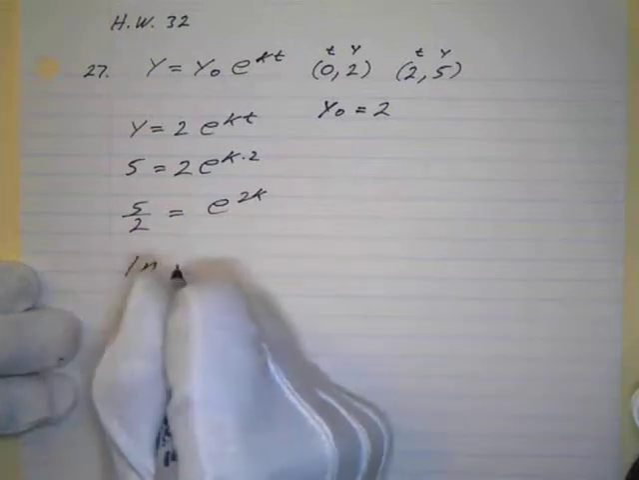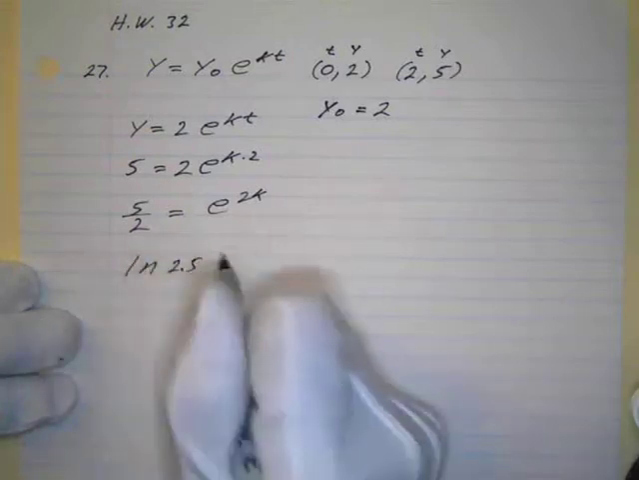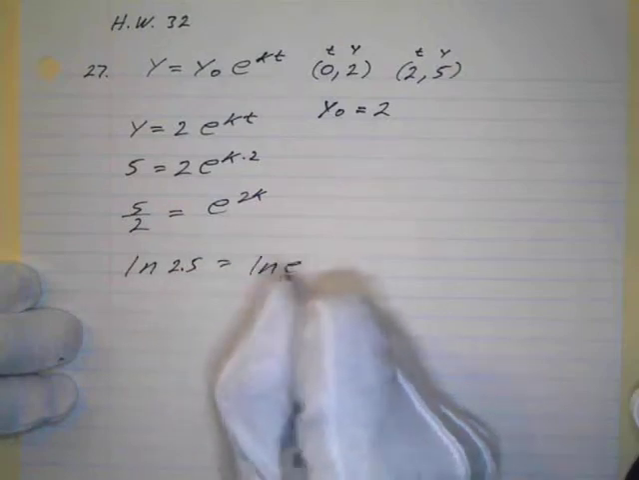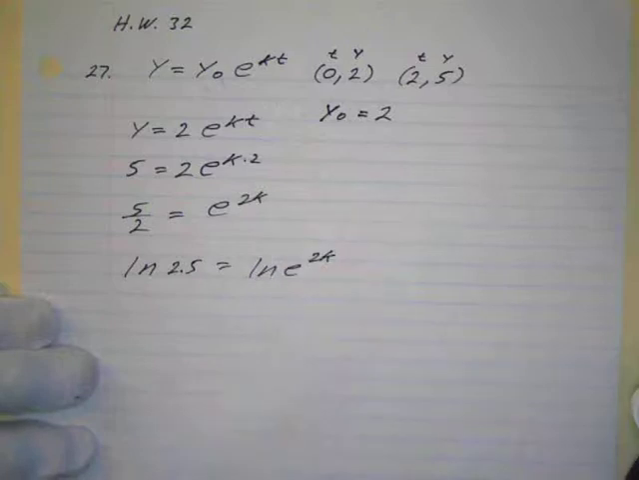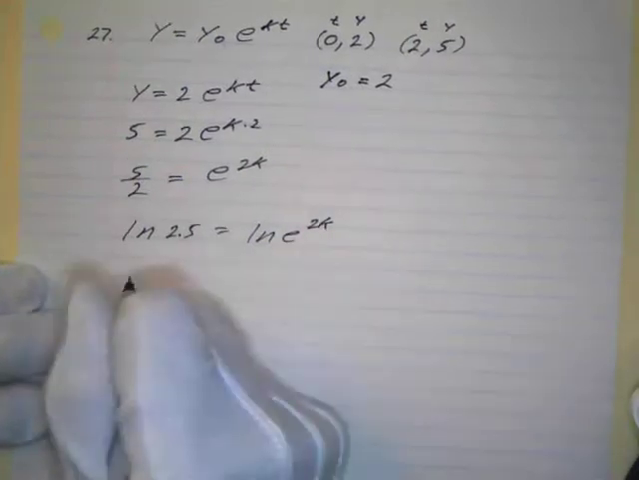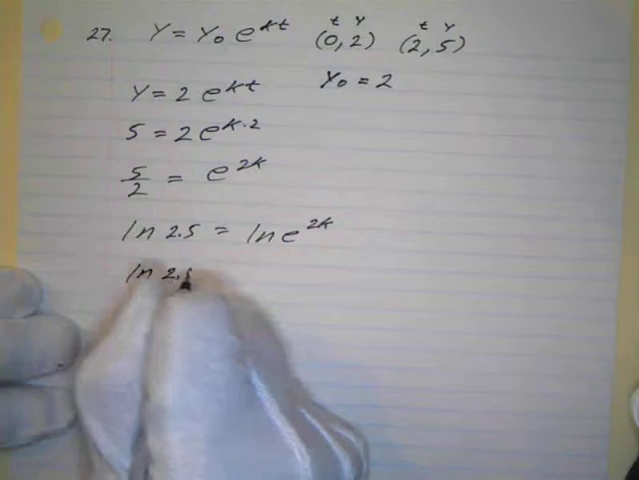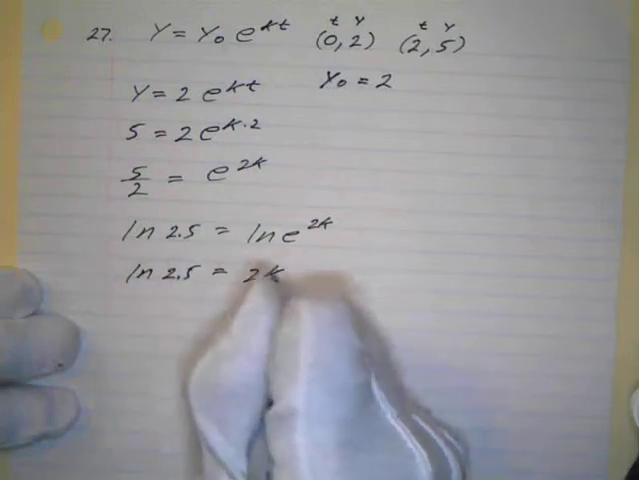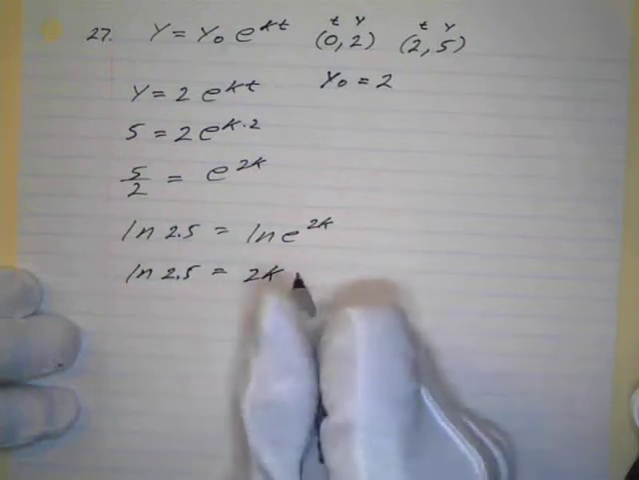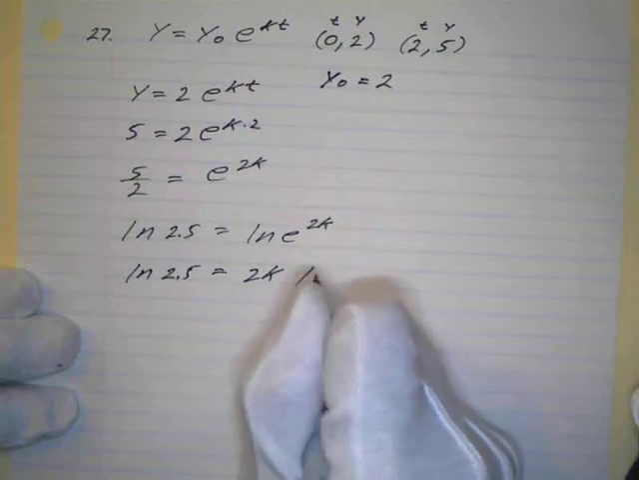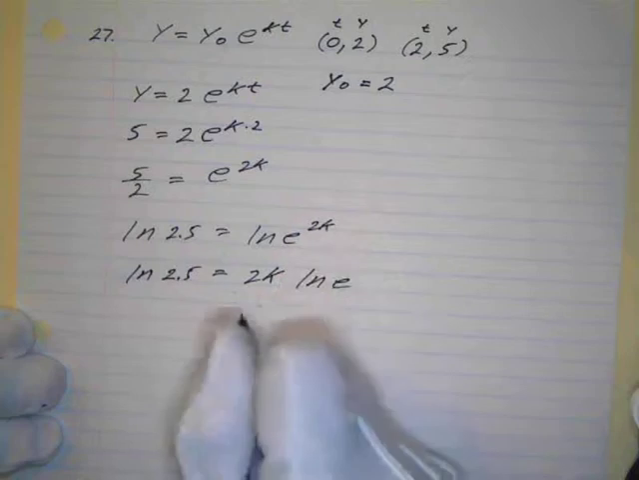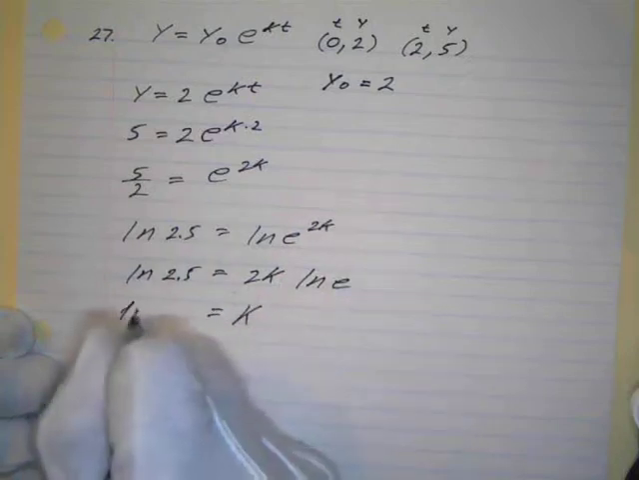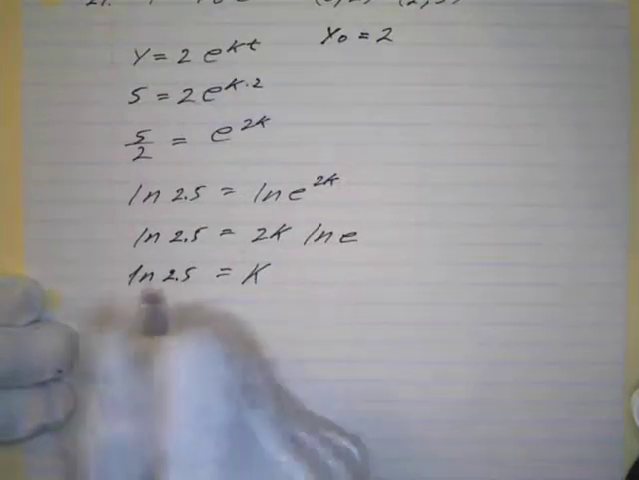So the natural log of 2.5 equals the natural log of e to the 2k. Watch out for my k's there. And then I'll put this in front, so I have the natural log of 2.5 equals 2k times the natural log of e. And that's just 1. So I divide both sides by 2. So I get k equals the natural log of 2.5, and all that's divided by 2.